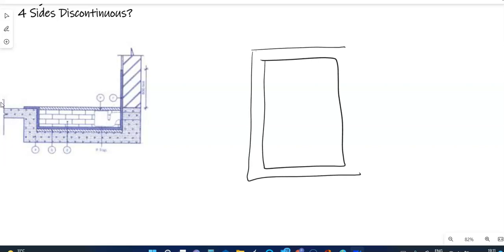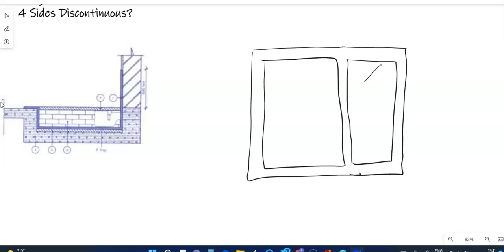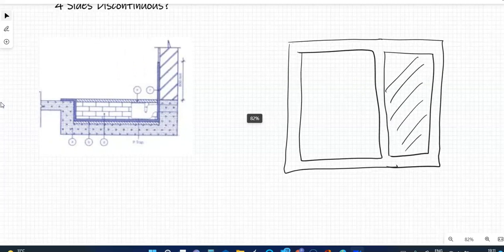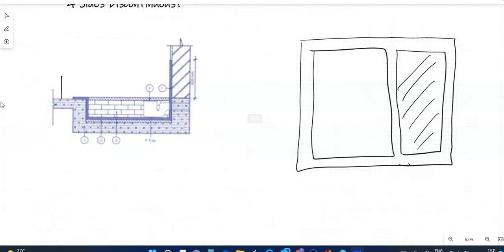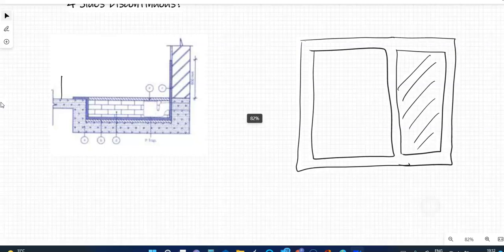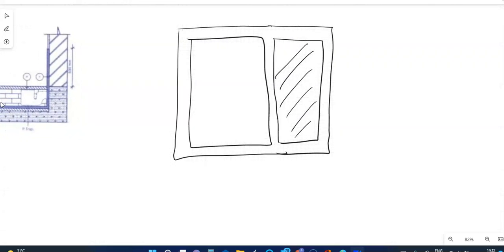So I'm going to draw something like this, and let us assume that this is your sunken slab, a toilet slab, and this is your room which is at a different level. So you can see here this is at a higher level and the toilet floor is at a lower level. So here the question is, what edge condition do you take?